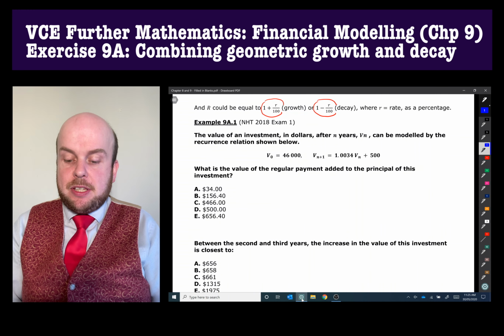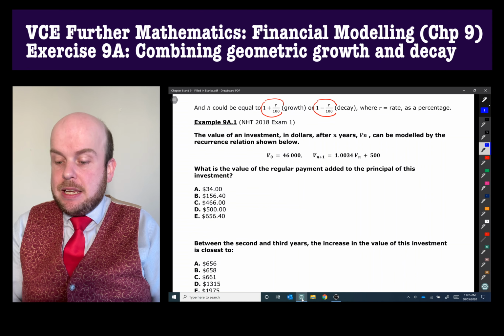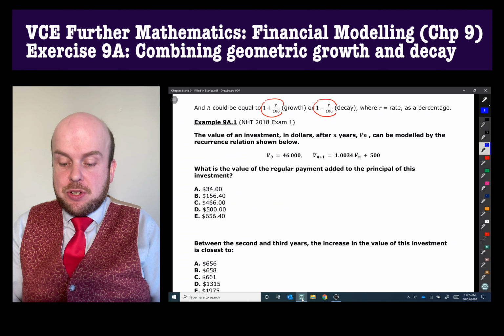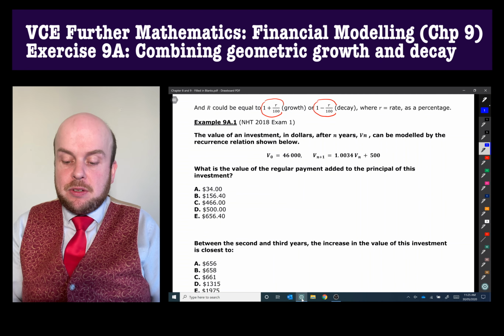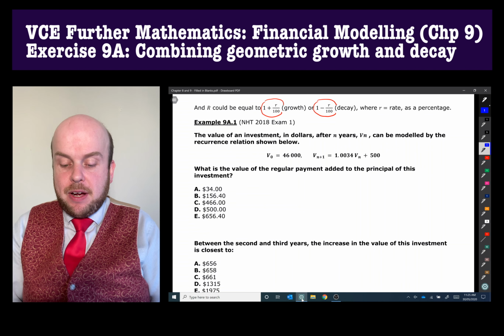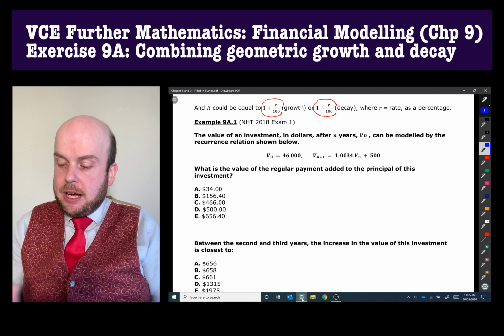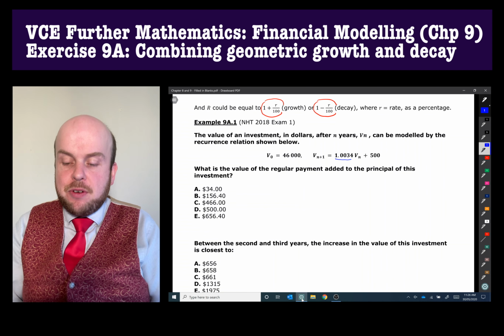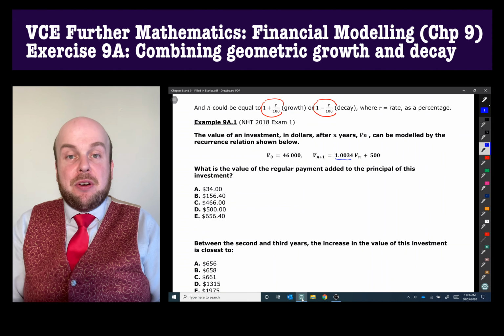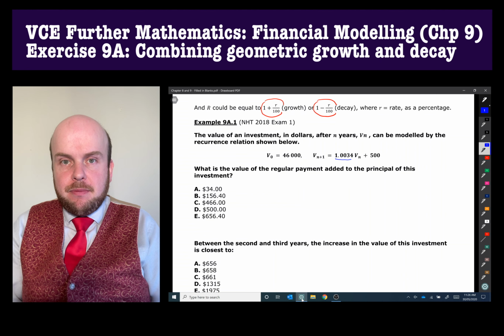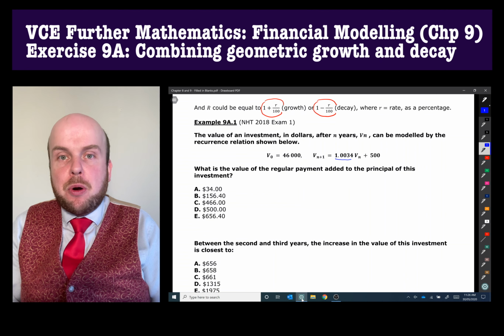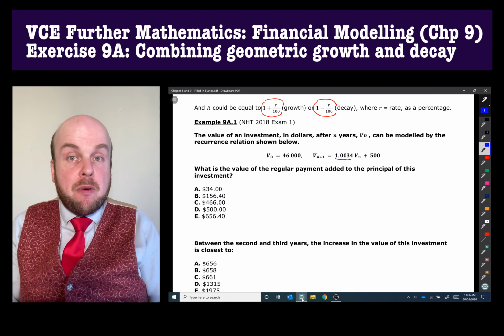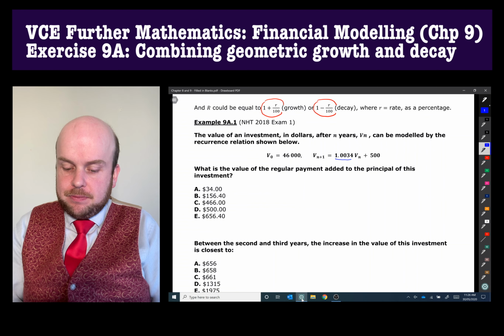Exercise 9A.1. The value of an investment in dollars after n years can be modeled by the recurrence relation shown below. V0 is equal to 46,000. Vn plus 1 equals 1.0034 Vn plus 500. So already I can see here that this is a 1 plus R over 100. How can I tell? Because it's greater than 1. If that value had been 0 point something, then that would have been a decay situation.